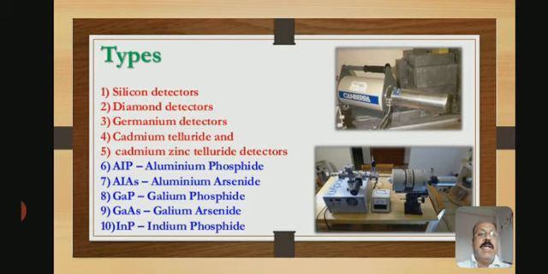There are many types of semiconductor detectors: silicon detector, diamond detector, germanium detector, cadmium detector, and cadmium zinc telluride detectors, AlP, AlAs, GaP (gallium phosphide), GaAs (gallium arsenide), InP (indium phosphide). So these are some different types of semiconductor detectors.